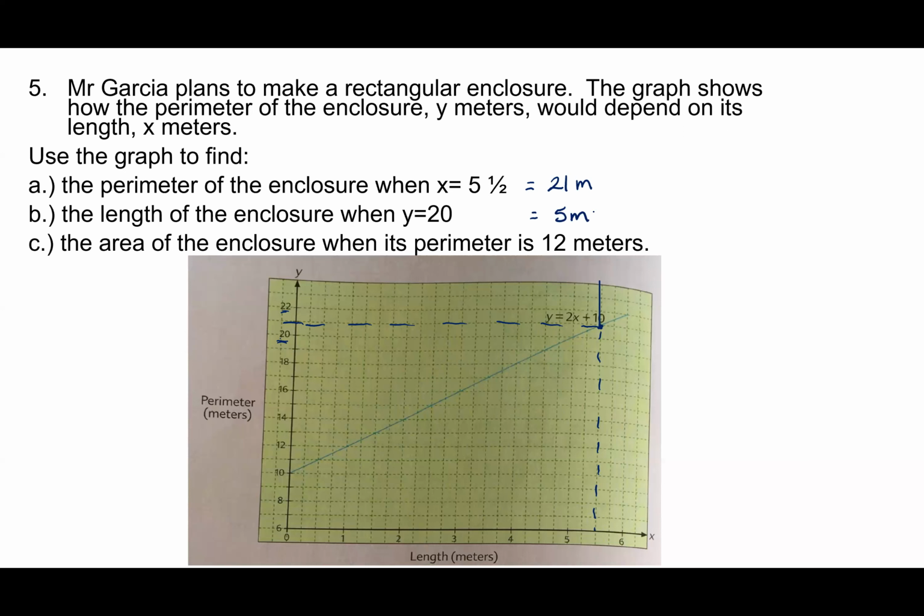Now this is kind of a fun one. Okay, guys, up here with me. The area of the enclosure when its perimeter is 12. Gage, what do you think? 1 meter. It's not 1 meter squared, no. Calla, what do you think? No, let's take a look. Here's 12, right? So the length is going to be 1.